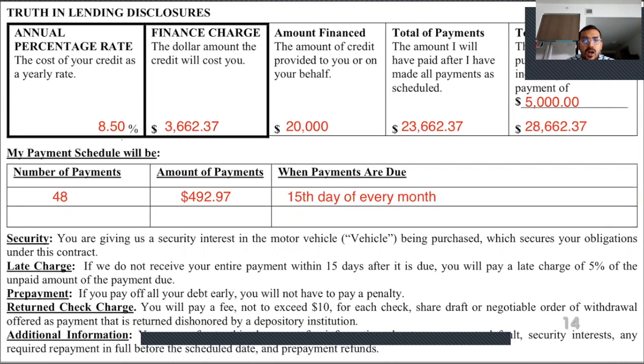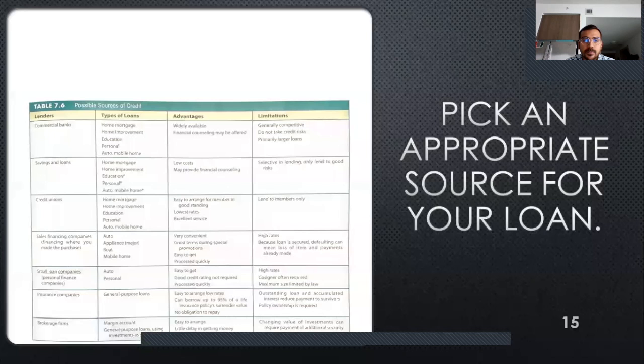$28,662. On the second row, we can see the number of payments, which are 48 months, followed by the amount of each payment, which is $492.97. And at the end, we can see the date of when the payments are due, which is the 15th of every month. On the third and final row, we can see the clauses of the loan, which we previously talked about on Objective 1.